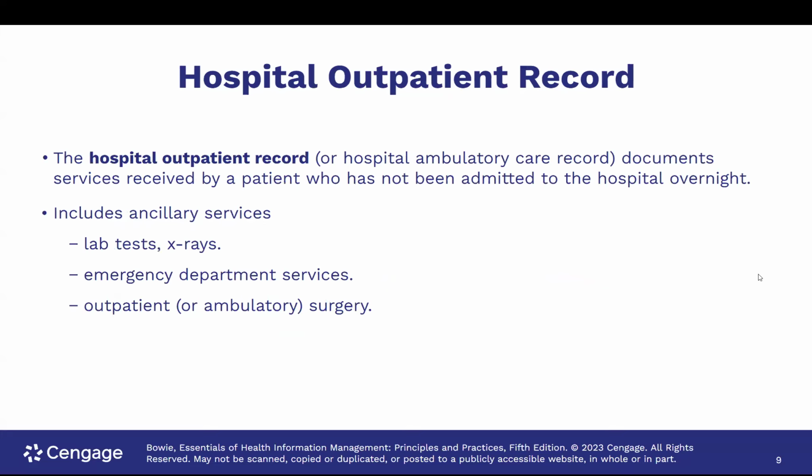The hospital outpatient record will essentially provide the same thing, except it's directed at patients who are not admitted overnight. And typically the clinical information includes such things as lab tests, x-rays, ER visits, ambulatory surgery, and so on.